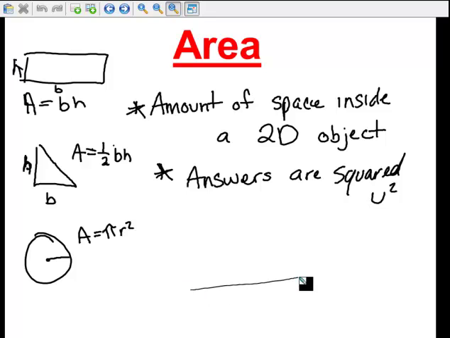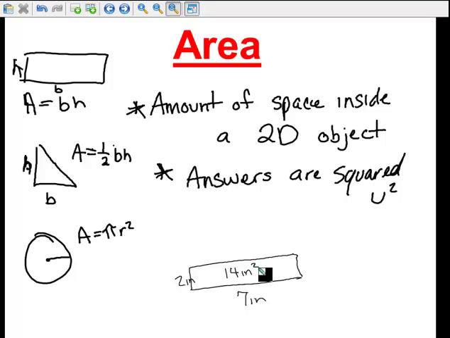And that has to do with the fact that when we're measuring length, we have, say, 7 inches. That's one-dimensional. But when we put in that second dimension, and let's say this is 2 inches, then we take 2 inches times 7 inches. That's 2 dimensions. And so we have 14 inches squared as our area.